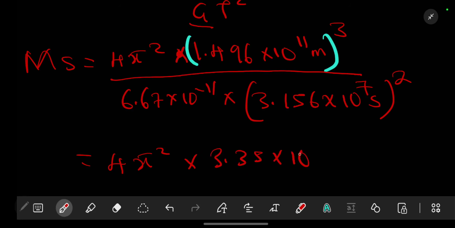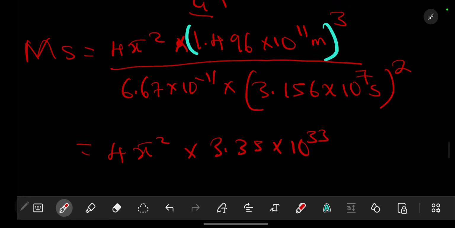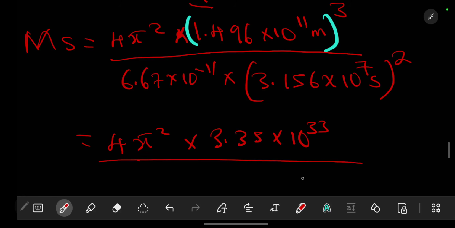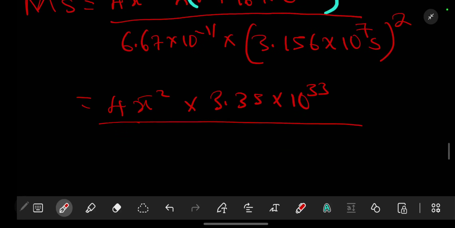3.35 times 10 to the power of 33 over the bottom part we are going to get. So we have 6.67. So put them in brackets. So open bracket 6.67 times 10 to the power of negative 11.